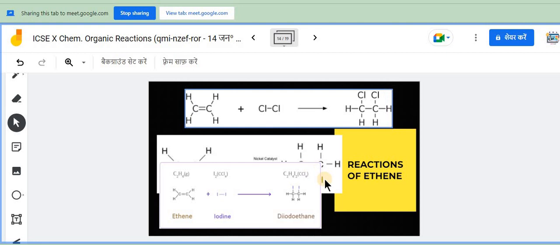What is the color of bromine? Bromine solution? Anyone can write in the chat box. What is the color of bromine? Reddish brown, dark reddish brown, right?